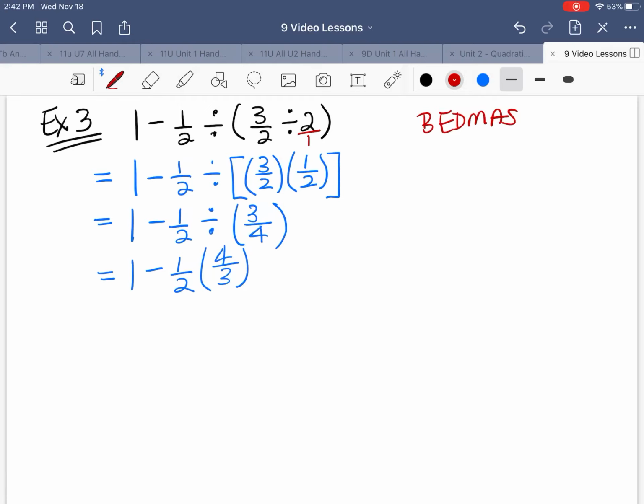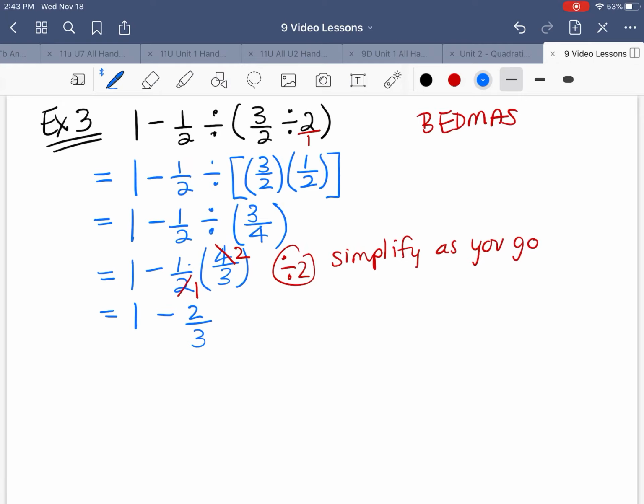So we can think of this as 2 being divided by 2 one time, and then it goes in one time, and 2 goes into 4 2 times. That's what we did. We divided those both by 2, and so we were simplifying as we went. So simplify as you go, or else you just simplify at the end. So that's going to give us 1 minus, and then we have 1 times 2, so that's 2 over 3, right? Or 1 minus 2 thirds.